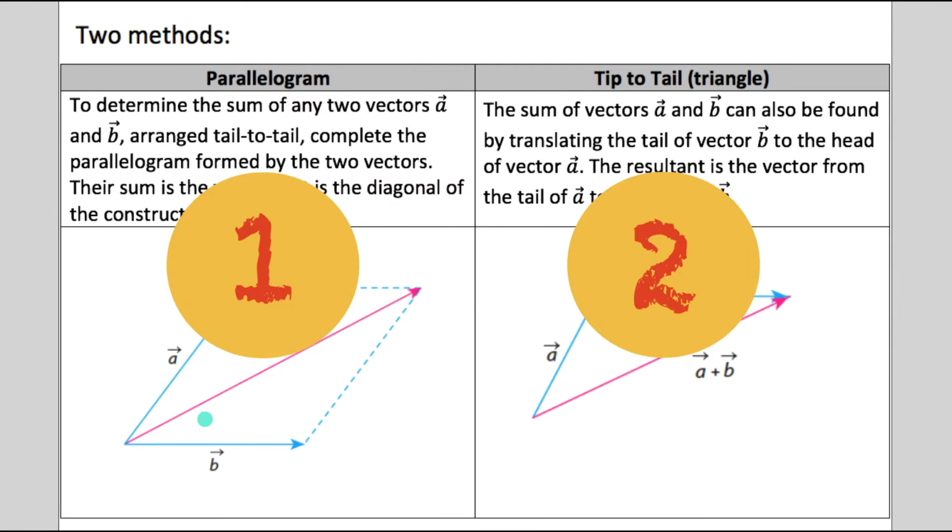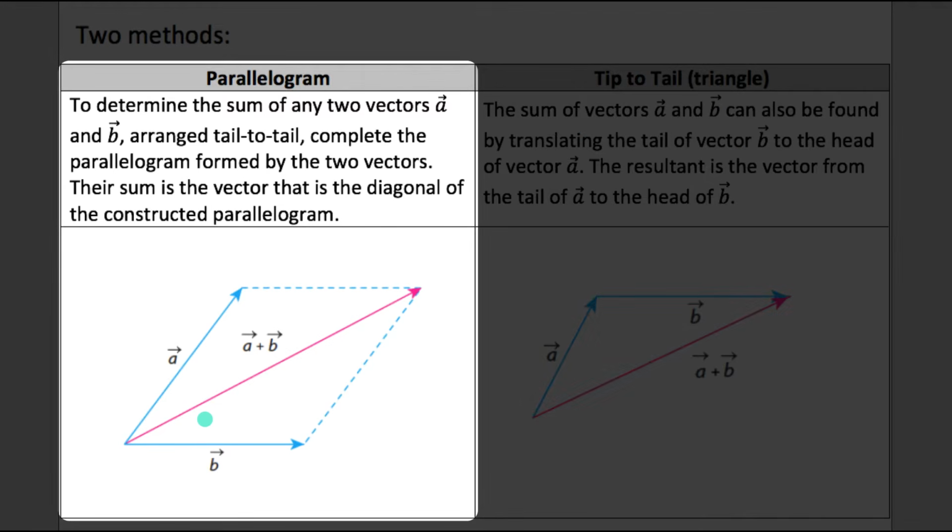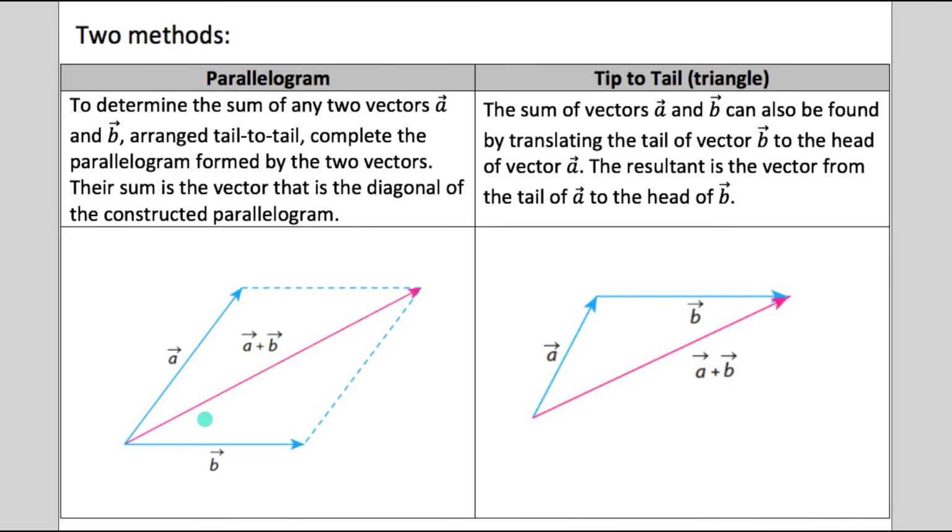Now there are two methods for adding vectors. Really, they're the same thing, just different ways of thinking about it. I'm always going to talk about the tip to tail method, so that's what I'll review with you right now. But if you want to learn the parallelogram method, feel free to pause the video and look over that right now. All right, let me teach you the tip to tail method.